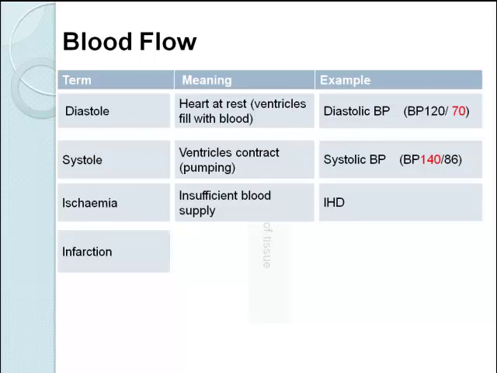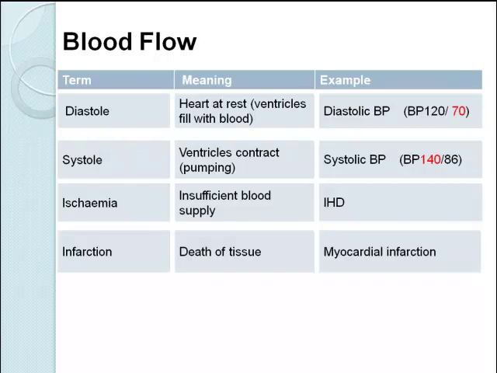Infarction. Infarction means death of tissue. A common cause for death of tissue would be a lack of blood supply and therefore no oxygen. If you have a myocardial infarction, you have death of the heart muscle tissue. Myocardial muscle is myocardi, heart. That's a heart attack.